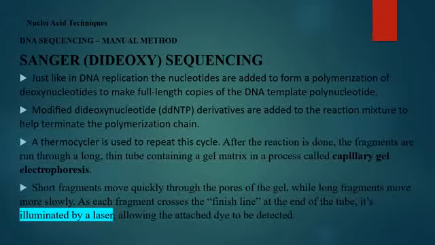Now, as each fragment crosses the finish line at the end of the tube, it is illuminated by a laser. So the thing has been dyed, it is illuminated by a laser, allowing the attached dye to be detected. So they are all passing out through a finishing line, and then there's an illuminator or a laser which is causing illumination and helping identify that particular fragment that has come out through the output of this capillary gel electrophoresis chamber.